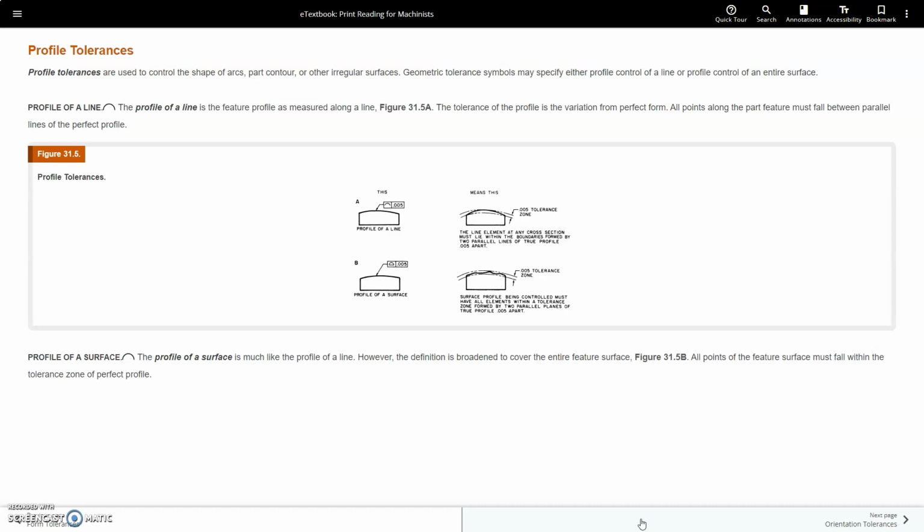Profile of a line. The profile of a line is a feature profile as measured along a line. Figure 31.5a is the tolerance of the profile as a variation of the perfect form. All points along the feature must fall between the parallel lines of a perfect profile. And then you've got profile of a surface. The profile of a surface is much like the profile of a line. However, the definition is broadened to cover the entire feature surface. Figure 31.5b: all points of the feature surface must fall within the tolerance zone of the perfect profile.